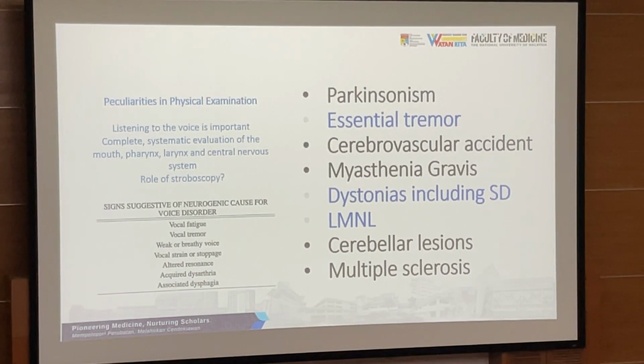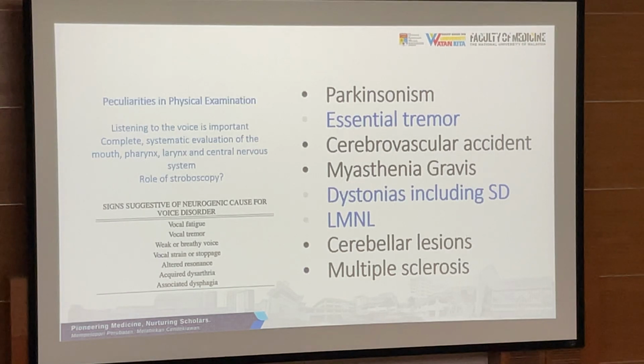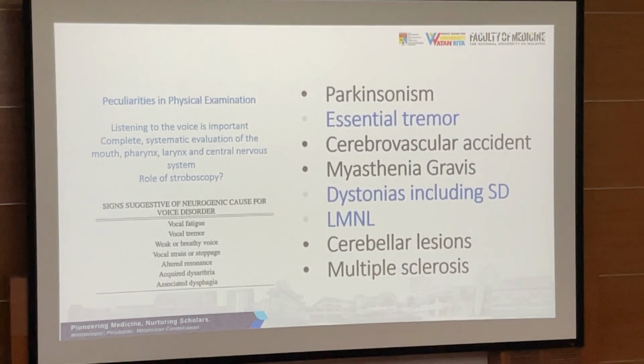Some of the neurological diseases that affect the larynx are systemic diseases, and some are local diseases that can be treated in the clinic. The three local diseases that can be treated in the clinic are essential tremor, spasmodic dysphonia, and unilateral vocal fold paralysis. The others are usually treated by the neuromedical specialist.